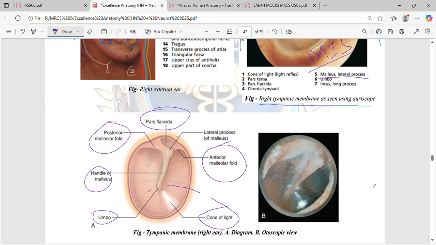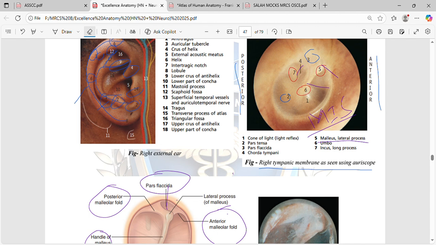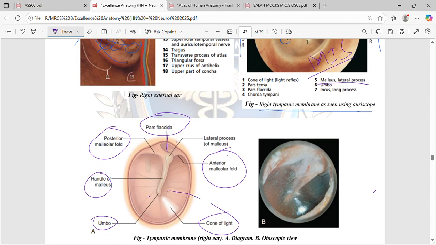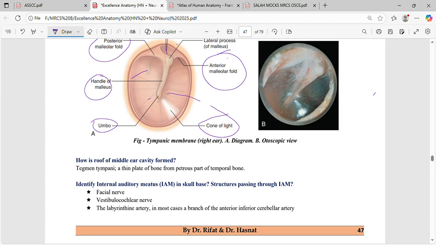This whole is the pars tensa, and here we have the pars flaccida. If you see here number 7, so number 7 is the incus long process. So here you can see this is the incus long process. Okay, so this is all about the otoscopic view of the tympanic membrane.